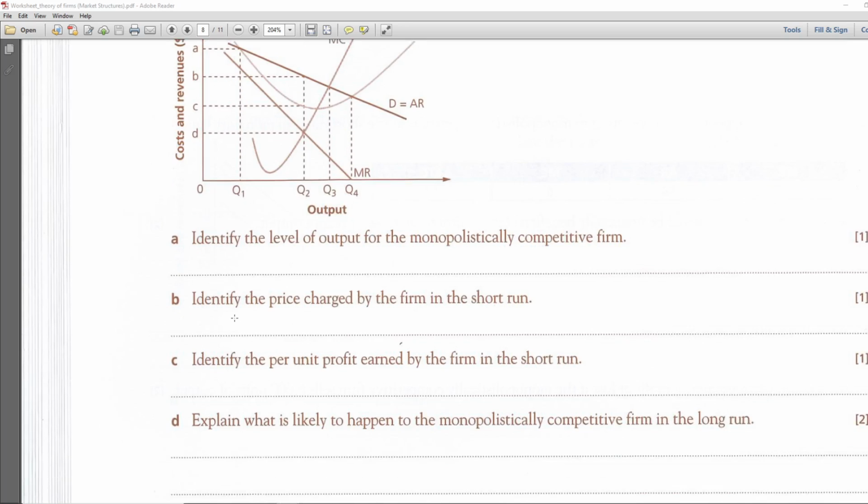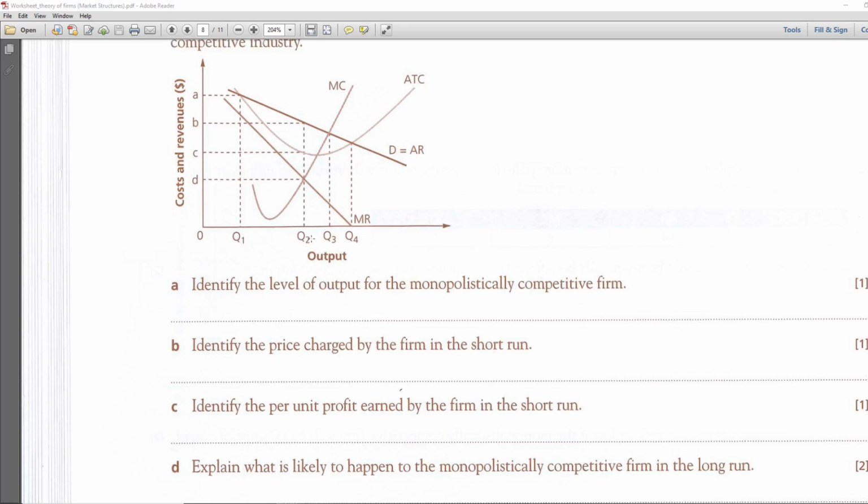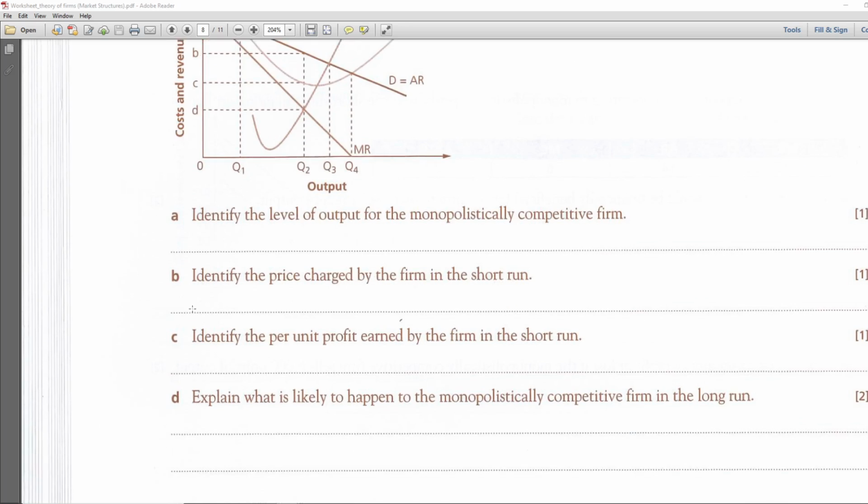Question B. Identify the price charged by the firm in the short run. So that will be B, right? Because here, at Q2, we are going to sell it at B. Because this curve here is not only a demand curve, but also an average revenue curve. So here we can see how much we are charging or earning per unit, in the short run.